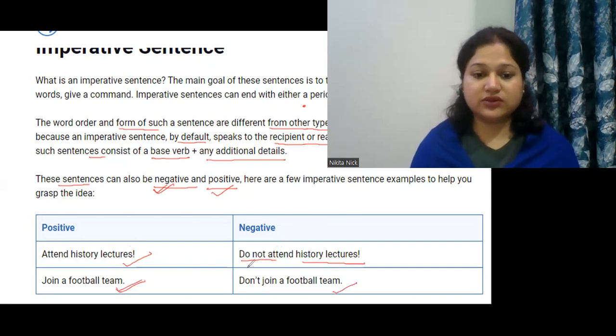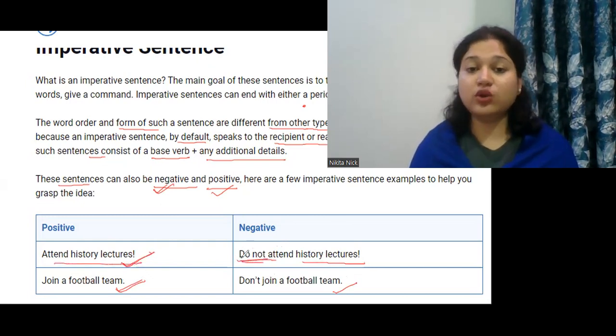So you're giving a command, okay? Here, in the positive command, you are saying attend history lectures. And in the negative, you are saying do not attend history lectures. You are saying join a football team. And again, you are saying don't join a football team, okay?